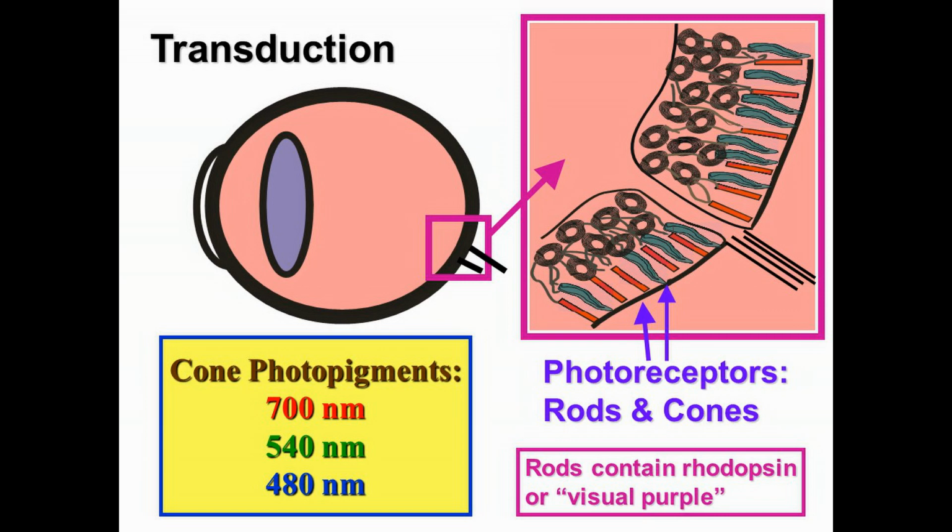So those photoreceptors in the retina are the rods and the cones. Let's take the rods first. How do they do this? How do they transduce light into neural impulses? It's actually a chemical process. The rods contain a substance called rhodopsin, which is also called visual purple.